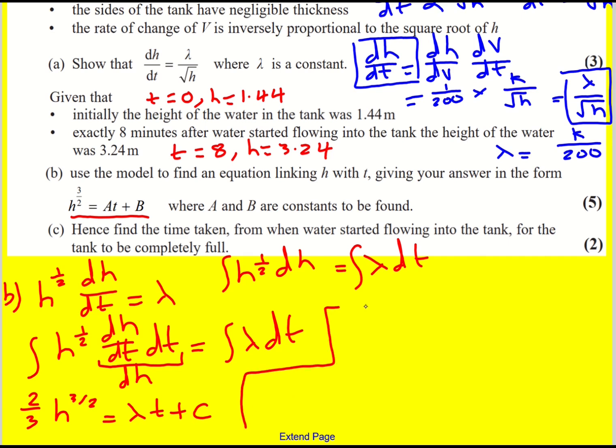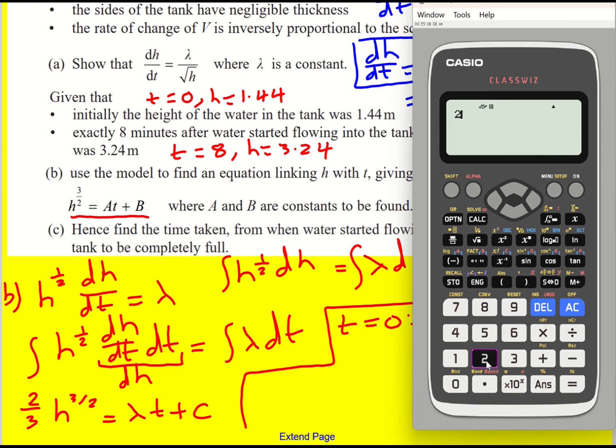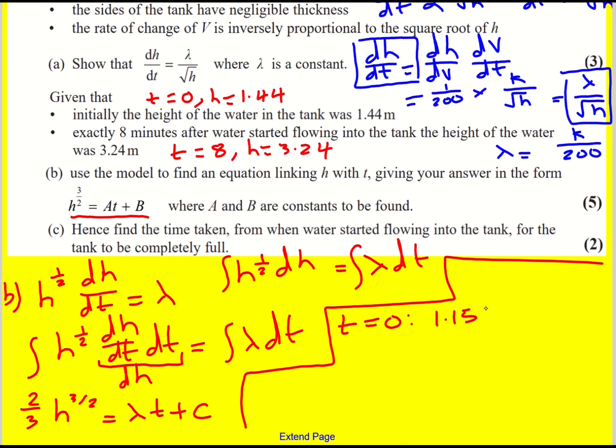So let's go with t is 0. Then remember the height was 1.44 then. We can use our calculator. I decided to keep the 2 over 3 on the left for the moment. I know we're going to have to multiply through by it eventually, but let's go with it. So 2 over 3 times 1.44 to the power of 3 over 2 is 1.152. And that's actually going to equal c because t is 0, so the lambda t just disappears. Nice. So let's just update. We've got 2/3 h to the 3 over 2 is lambda t plus 1.152.